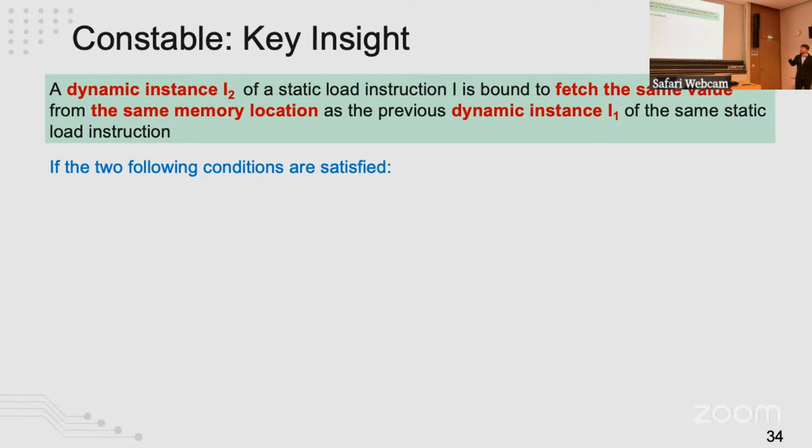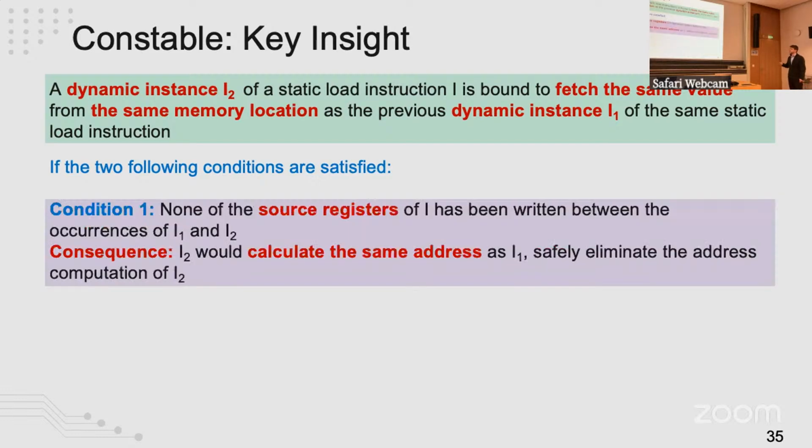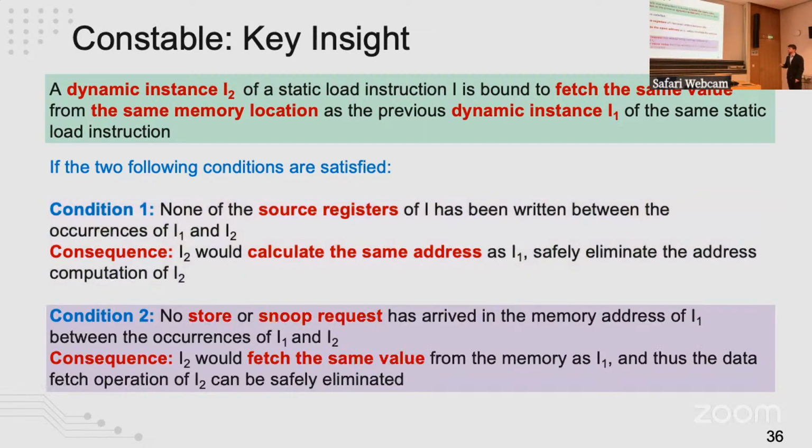This happens when two of the following conditions are satisfied. The first condition is that none of the source architectural registers of I has been written between the two occurrences. This has a consequence that I2 would calculate the same address as I1, and thus allowing us to safely eliminate the address computation of I2.